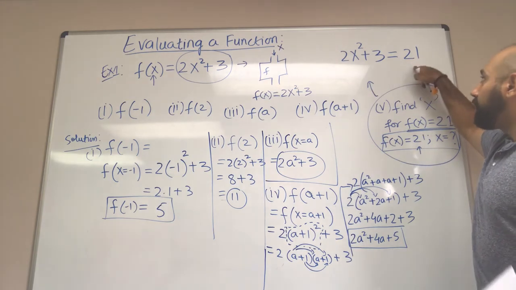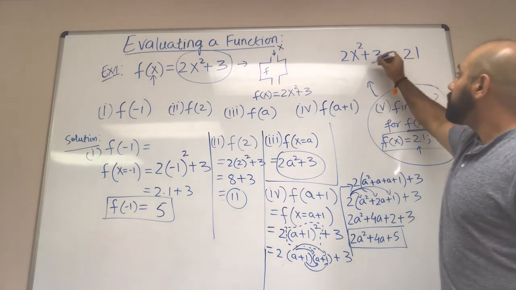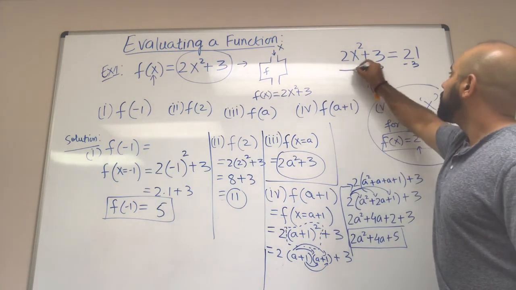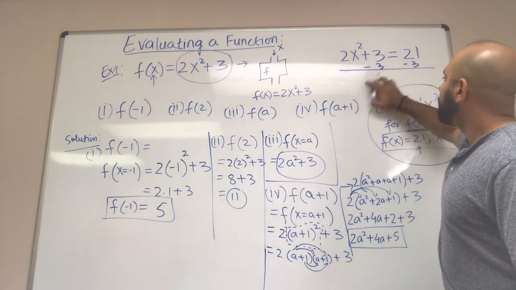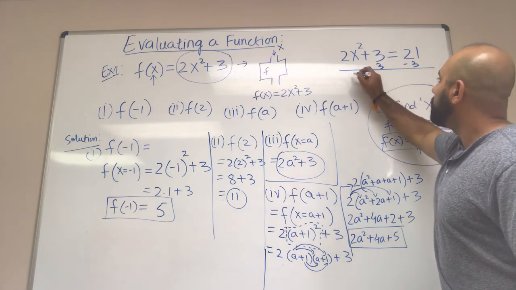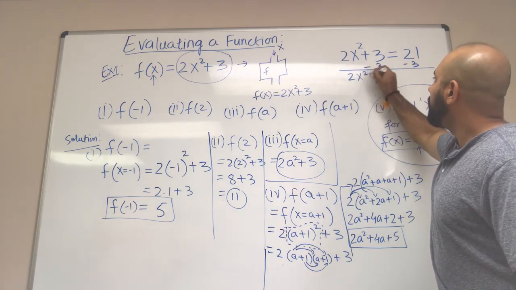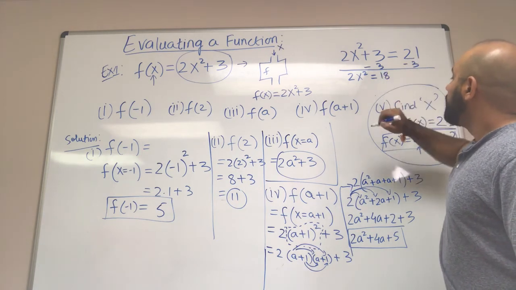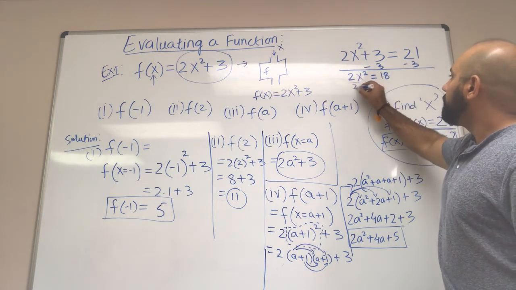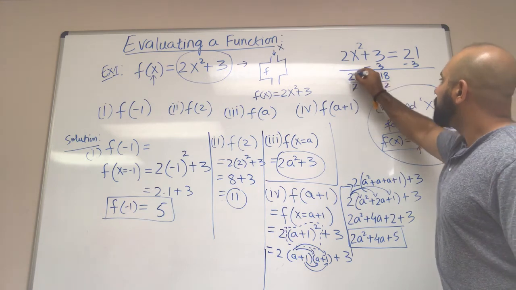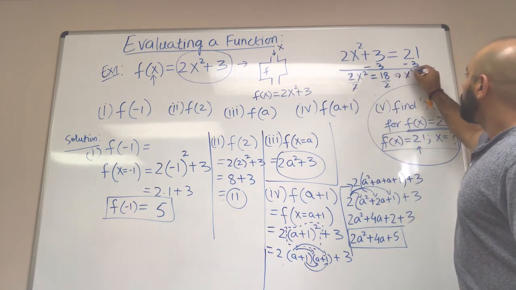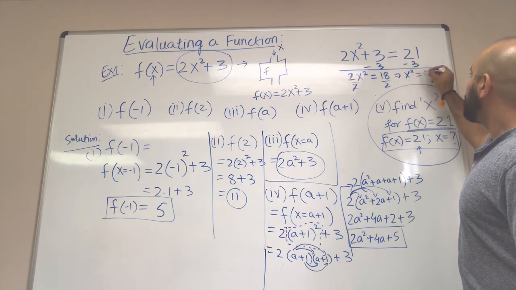There are a few ways of solving it. One of the easiest ways is to subtract 3 from both sides, which is like isolating x. So you do that. You get 2x squared equals 21 minus 3, which is 18. To get x by itself, you're going to divide both sides by 2. The 2's will cross out. You get x squared is 18 over 2, which is 9.